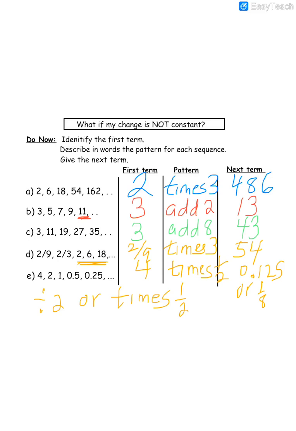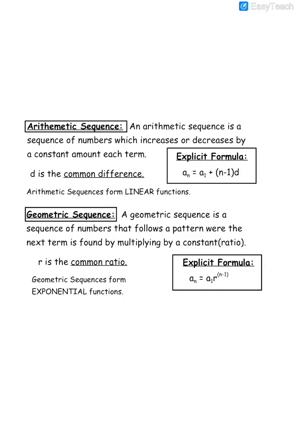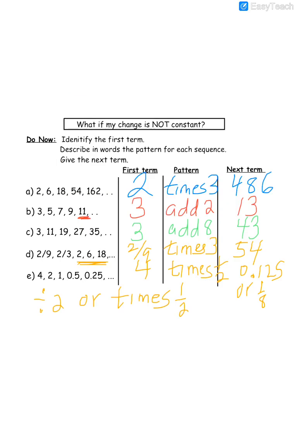Okay, so as you can see, some of these sequences are adding and some of them are times. The ones that we're adding, we actually did those. Those were called arithmetic sequences. That's what we did this concept way back when we did linear functions. An arithmetic sequence is a sequence of numbers which increases or decreases by a constant amount each term. D is the common difference. And these look like linear functions. So for example, I'm going to go backwards for a second. The D in this example is 2, and the D in this example is 8. If you told me they were subtracting 3, the D would be -3.